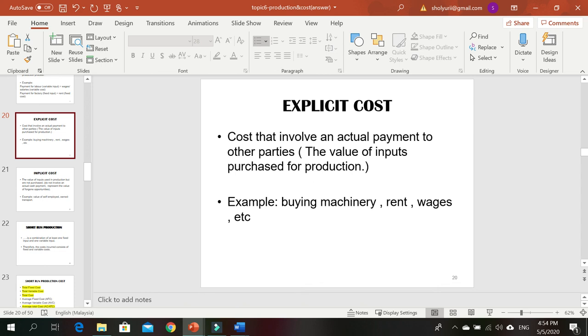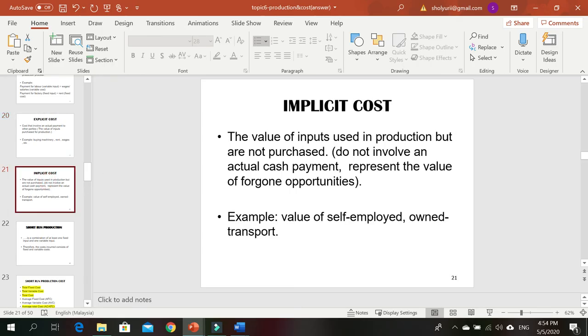For example, you use capital. Capital contoh dia macam sewa kedai kan, rent lah. Cost that involve actual payment to the parties. We use the things in our production process, so we pay for it. If you use labor, you pay wages for it. While implicit cost ni, the value input or used in production but not purchased. Ini special sikit. This one is only orang kata being acknowledged in economics sahaja. Dia dalam accounting tak kira.